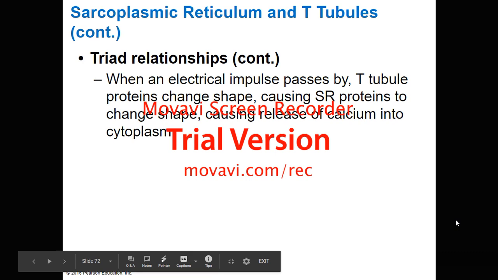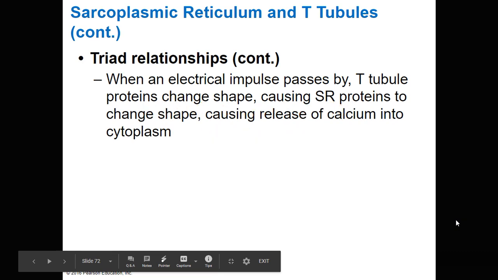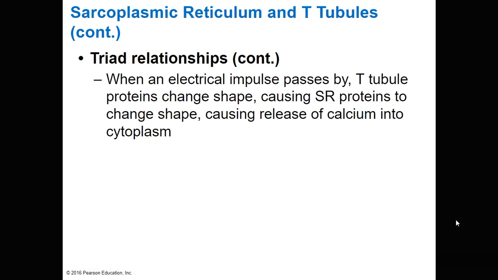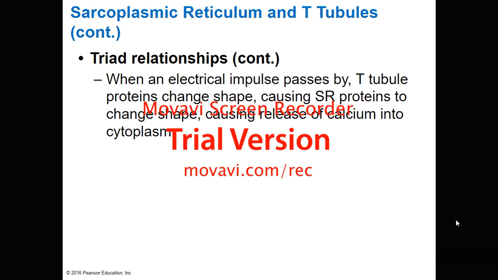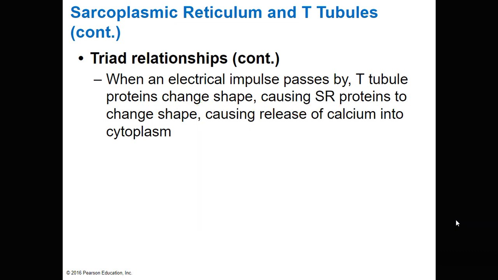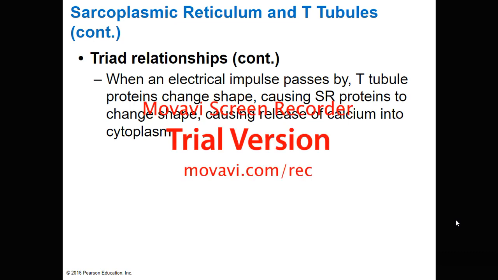So let's talk a little bit more about the triad relationship. The roles of the T tubules and the sarcoplasmic reticulum in providing signals for contraction are tightly linked. At the triads, you have membrane spanning proteins from the T tubules and sarcoplasmic reticulum linked together across the gap between the two membranes, and the protruding integral proteins of the T tubule act as a voltage sensor, and then the integral proteins of the sarcoplasmic reticulum form gated channels through which the terminal cisterns release calcium.